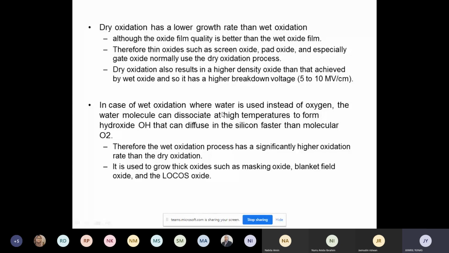In the case of wet oxidation, water vapor is used instead of oxygen. The water molecule can dissociate at high temperature to form hydroxide that can diffuse into the silicon faster than molecular oxygen. Therefore, the wet oxidation process has a significantly higher oxidation rate than dry oxidation. So if you want to grow a thick oxide layer in a shorter time, we can consider using the wet oxidation process.